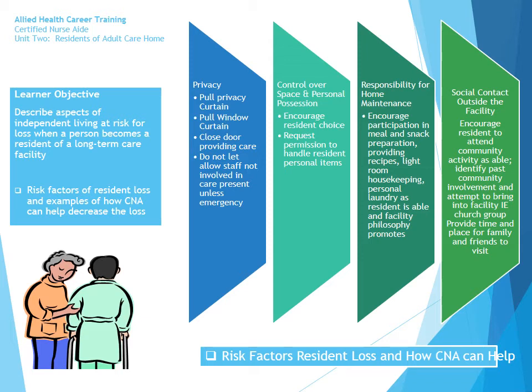So some different things you can do for control over space and personal possessions. Encourage the resident to have choices. Whenever you're getting them dressed in the morning, ask them what they want to wear. Even people with dementia can still tell you. Provide them with simple choices and say, do you want to wear the red shirt or the blue shirt? And they can usually tell you one or the other.